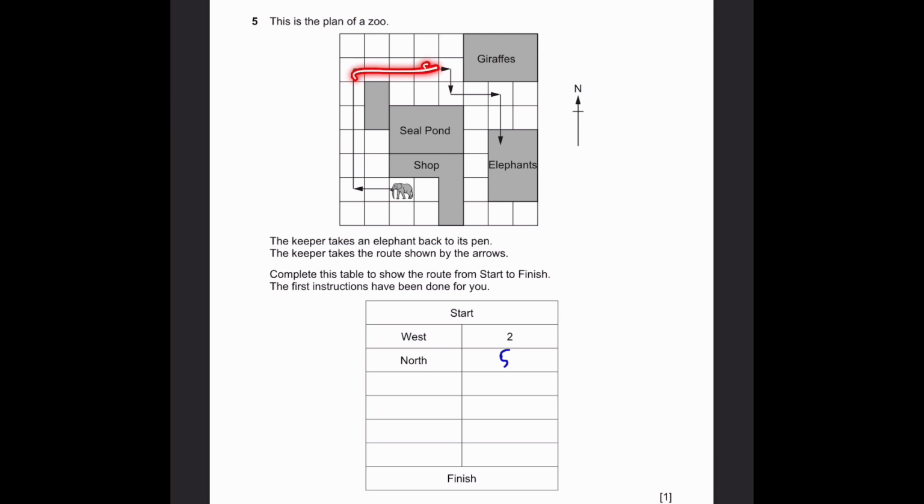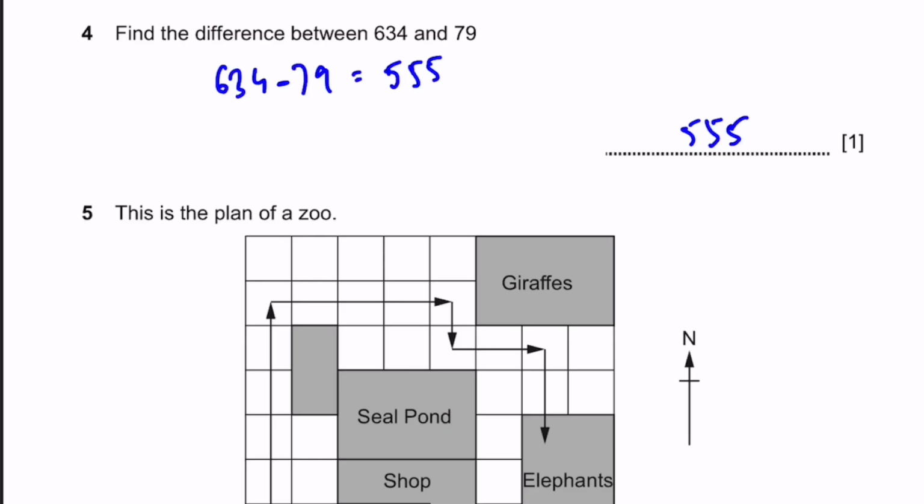Next direction is they turn right, and the right direction is east. East, how many steps? 1, 2, 3, 4. 4 steps. Now they go downwards, which is south. And south is how many steps? Just 1. The fifth one is again rightwards, which is east, which is 2 steps. And the sixth one is downwards, which is south, which is 2 steps as well. And with that, we come to the finish. That's the answer.